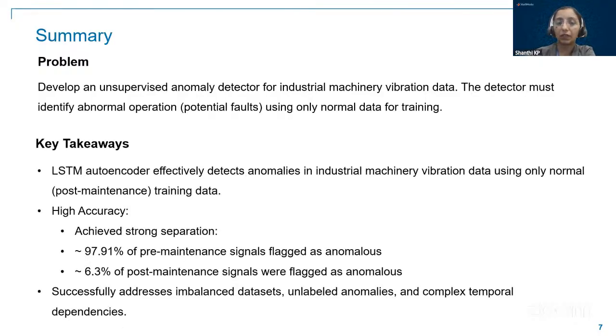And these are the key takeaways. We concluded that LSTM autoencoder effectively detects anomalies in industrial machinery vibration data using only the normal training data, which is the post-maintenance data. And also we achieved high accuracy, which shows strong separation between the pre-maintenance signals and post-maintenance signals with a high percentage, and successfully addresses all the challenges we were discussing in the beginning, which is imbalanced data sets, unlabeled anomalies and complex temporal dependencies.